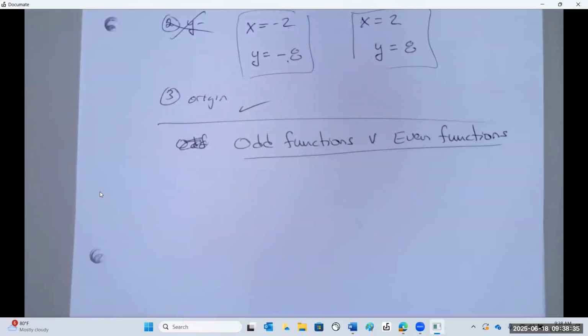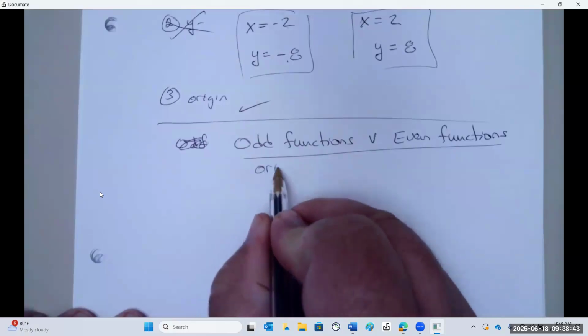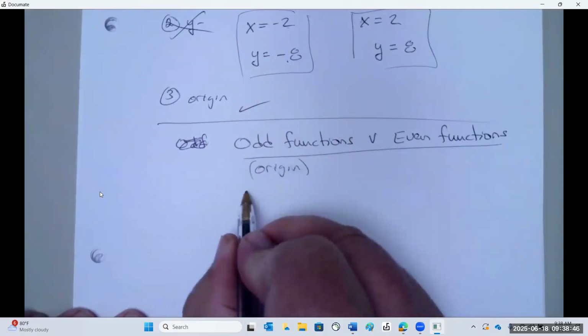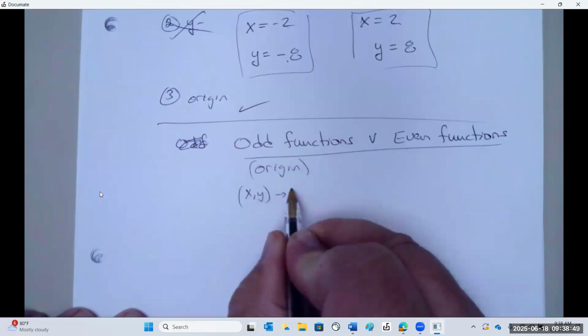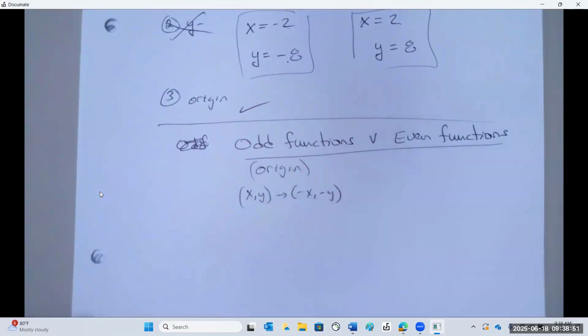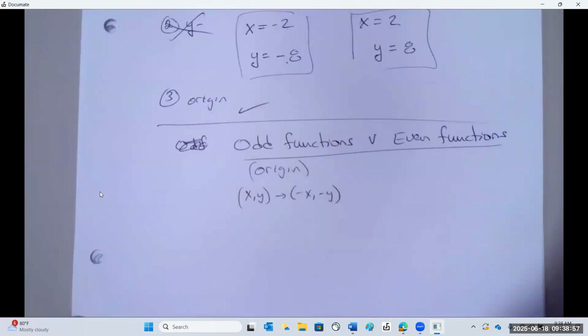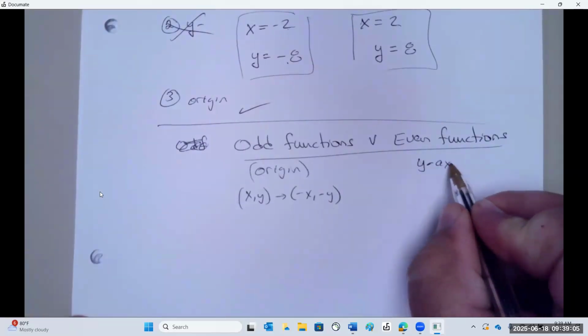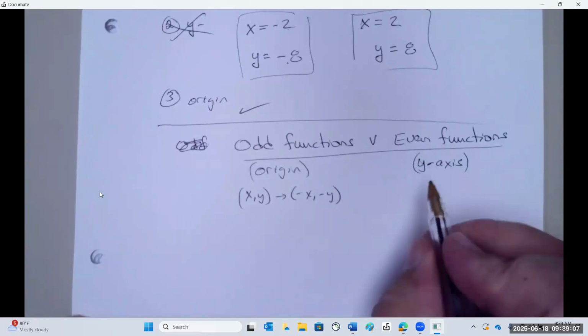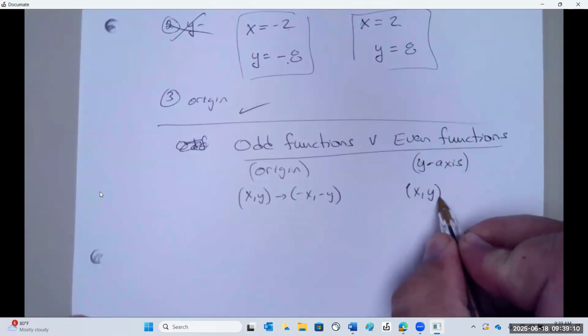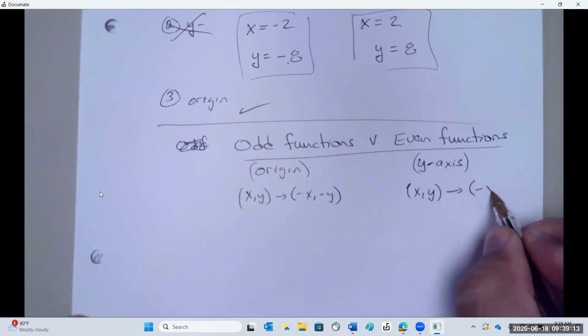How do we know if it's an odd function? Yep. Symmetric about the origin, which means (x, y) also has a point at (negative x, negative y). How about an even function? Very good. It's symmetric about the y-axis, which means what? That means (x, y) has an equal point at (negative x, y).